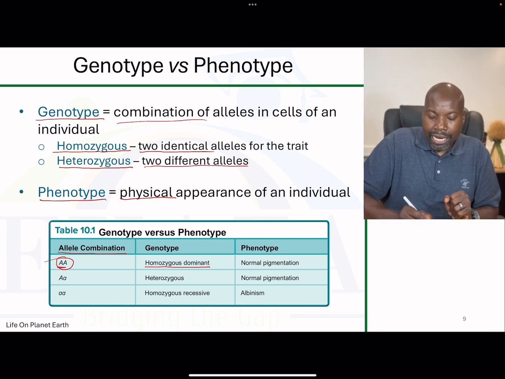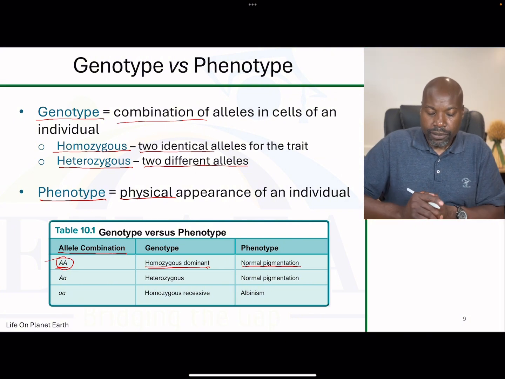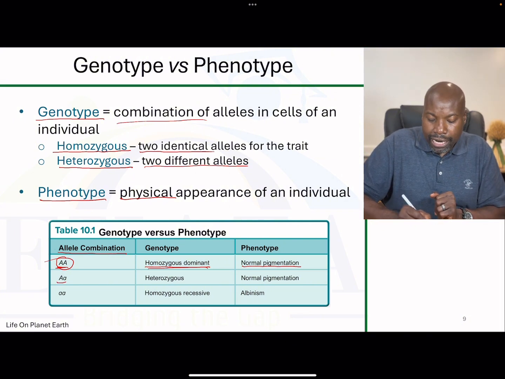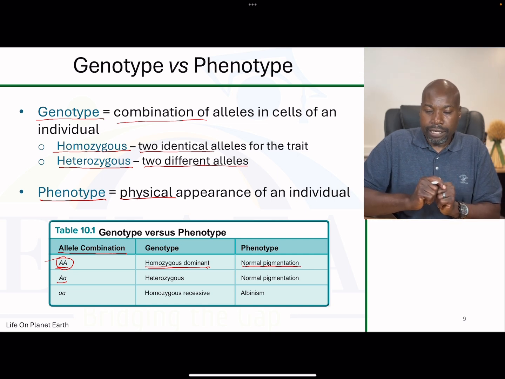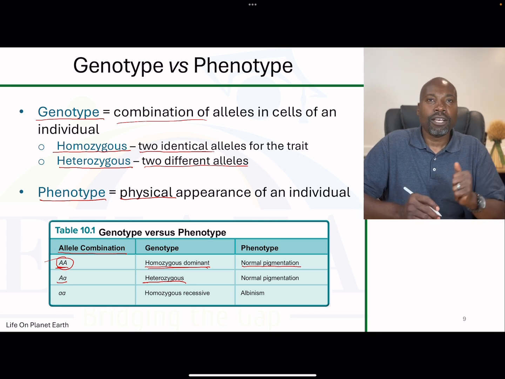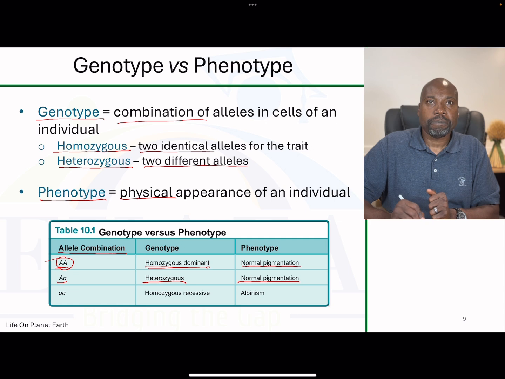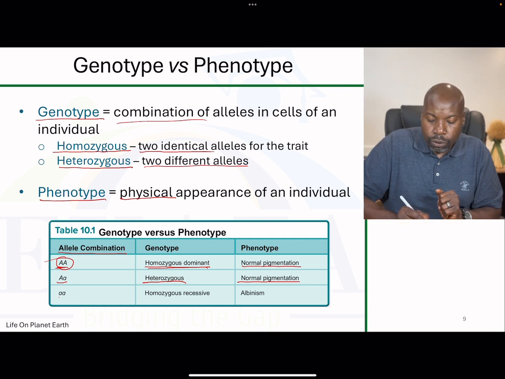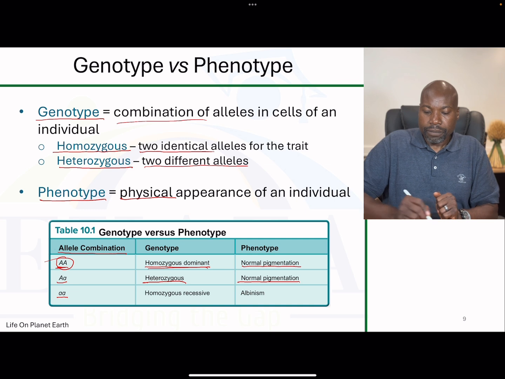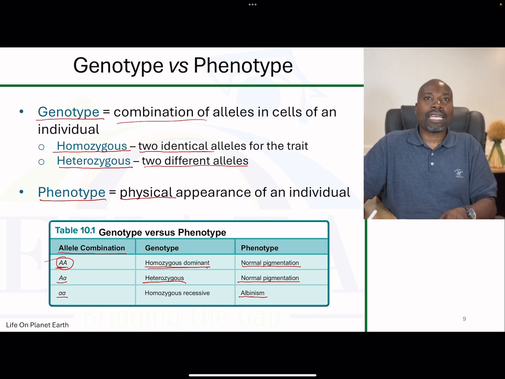This individual, capital A, capital A, homozygous dominant, is going to have presence of pigment, right? Normal pigmentation. The individual who is capital A, lowercase a, that's the genotype, right? Is going to be heterozygous. Hetero because there is a mix of a dominant and recessive, right? That individual, in terms of phenotype, is going to have normal pigmentation. However, an individual who is going to be homozygous recessive, right? This individual is going to have no pigmentation, so that would be the case of albinism.